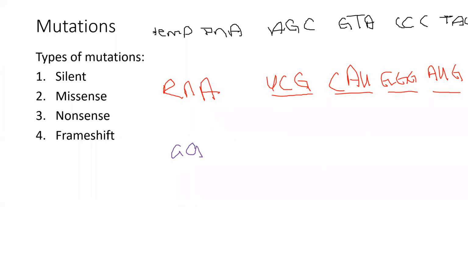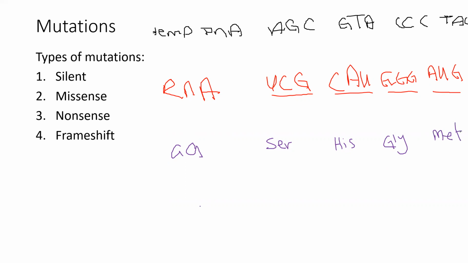UGC, I'm trying to change my ink color here, is going to give us cysteine, CYS. Oh, I read that wrong. I'm sorry. It's not what I just said. Hold on. Okay, so it's UCG. So UCG gives us serine, S-E-R. You only have to know the 3 letters. And then CAU is going to give us histidine. That's our second amino acid here. GGG gives us glycine, G-L-Y. And then AUG is going to give us methionine, okay?